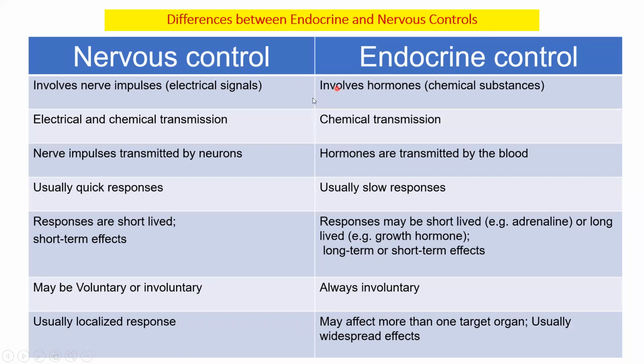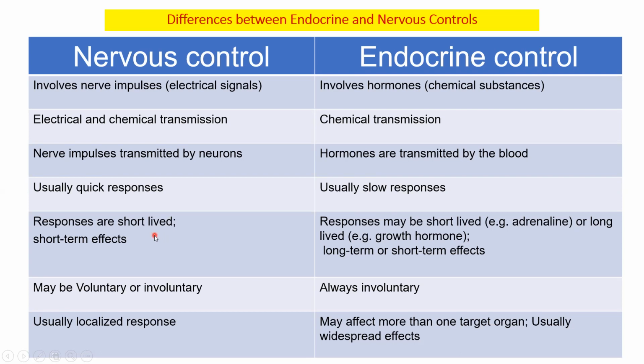Now coming to how these are controlled: what is the nervous control and what is the endocrine control. In the nervous system, nerve impulses are involved, while in the endocrine system, the chemical substance hormone is involved. In the nervous system there is electrical and chemical transmission, the chemical being the neurotransmitter, while in the endocrine system it is only the hormones, which are chemicals. Nerve impulses are transmitted through the neurons, while endocrine hormones are transported through the blood. Neural responses are usually quick, while endocrine responses are slow, because blood has to reach the target organ and then produce the response.